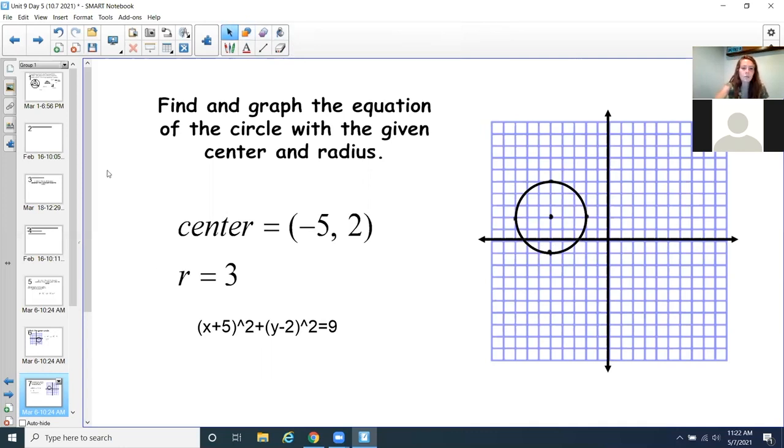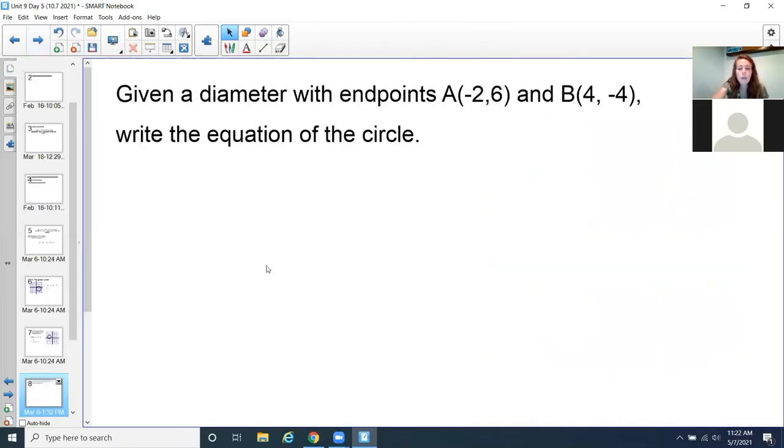So you'll basically need to identify the center and radius, which you can go from center and radius to equation, or from equation and then identify the center and radius. But let's say we're given a diameter with endpoints -2, 6, and 4, -4, and we want the equation of this circle. What do you guys think we could possibly do? How could we find the equation?